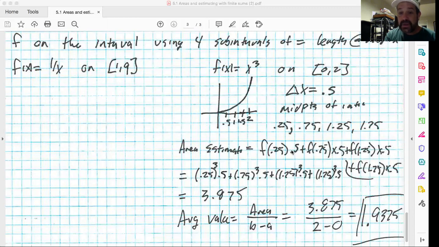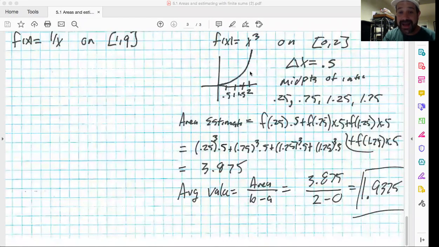Now, these widths stay the same. That's a half, that's a half, that's a half, that's a half. So our estimated area here is f of 0.25, which is 1/4 cubed, because we're applying this function value to find our height times our width. f of 0.75, that's finding the height right here times the width. f of 1.25, that's our height right here times width. f of 1.75, that's the height right here, times the width. If we multiply all this out in our calculator, we get 3.875. This is the amount of area that we're estimating is under the curve using the midpoints. It's not the true amount of area, but it's what we're approximating the area to be.